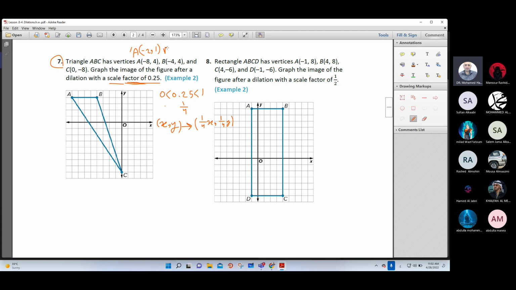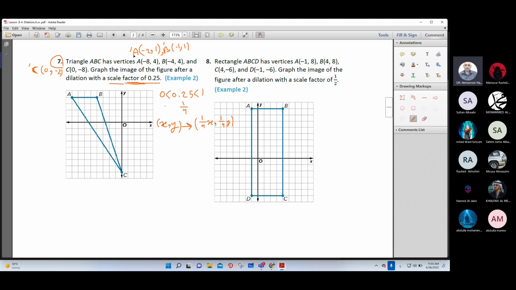And here B prime: -4 divided by 4 will be -1, and 4 divided by 4 will be 1. And C prime: 0 divided by 4 will be 0, and -8 divided by 4 will be negative 2.